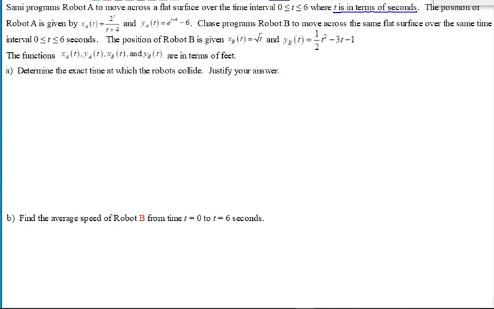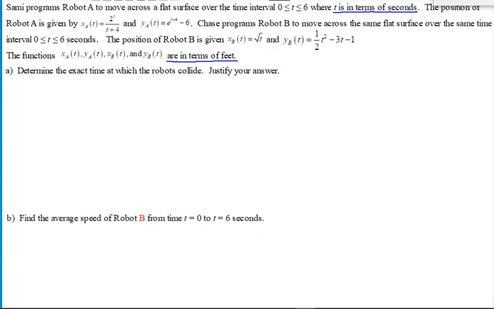And the position of robot A is given by, notice they put a subscript of A, because we've got another robot here. So this is the x-coordinate position and the y-coordinate position of robot A. And then Chase programs robot B to move across the same flat surface over the same time interval, 0 to 6 seconds. And here's the position function for robot B. Use a subscript of B here for the x and y coordinates. And then all of the functions that they're given here are in terms of feet. So we're also given units for position here.